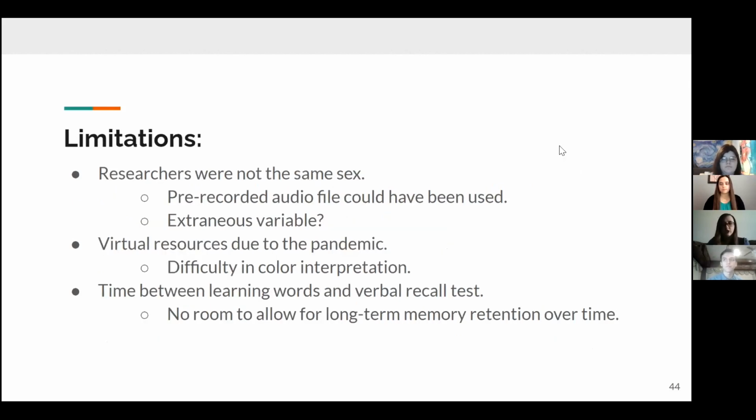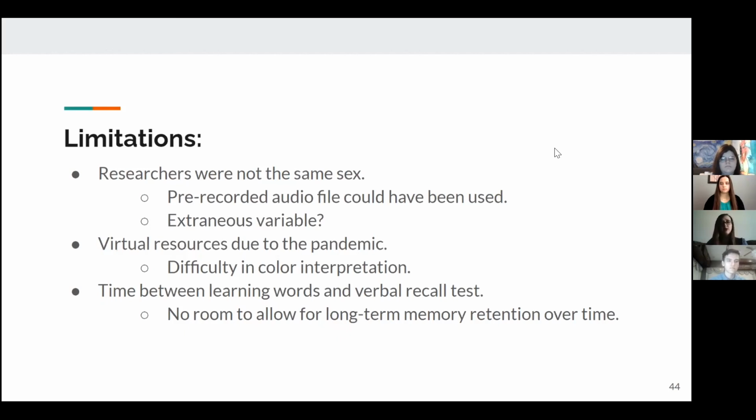For our limitations, we wondered, even though we used the same script, if a pre-recorded audio could be used for more consistency. Also, because the researchers were of different sex, we wondered if that could be a possible extraneous variable, as we didn't use sex as an independent variable. With resources being limited due to the pandemic, there was also some difficulty in color interpretation due to the technology, since it was all done on different screens. An example of this would be the color pink could be misinterpreted as purple.